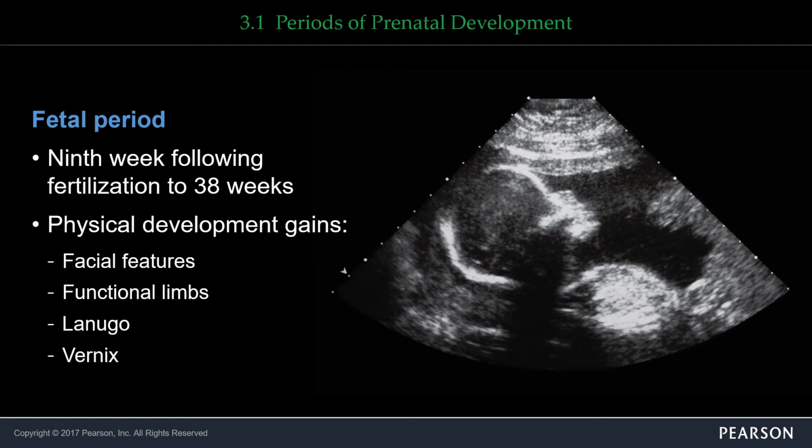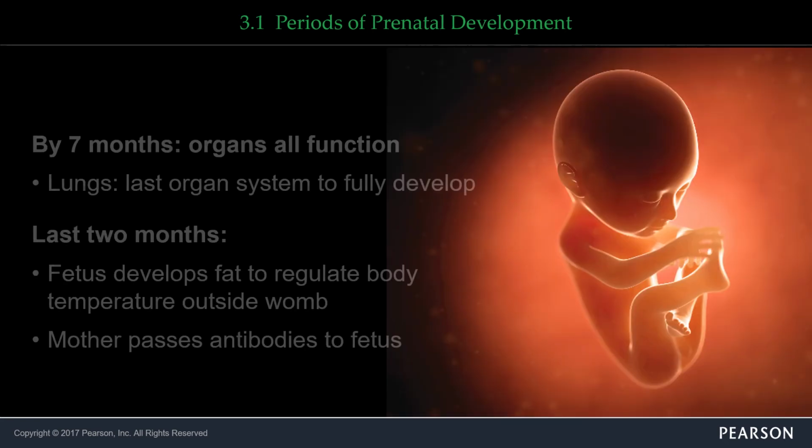So the third period is the fetal period. This starts at 9 weeks after fertilization and goes until 38 weeks or delivery. The physical development gains include facial features, functional limbs, the vernix and the lanugo, which is hair on the body. And vernix is a waxy substance that protects the skin from the amniotic fluid.